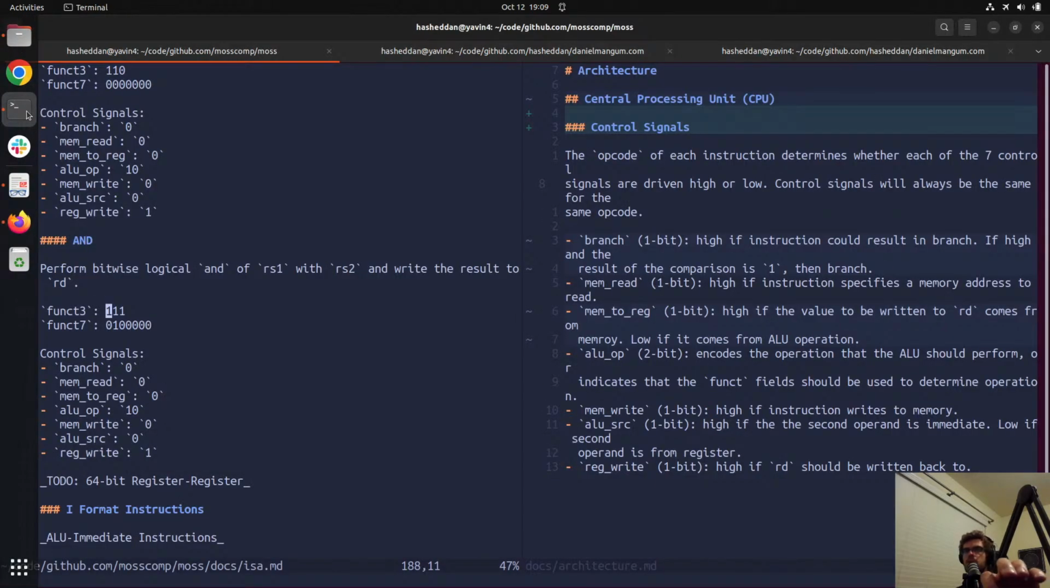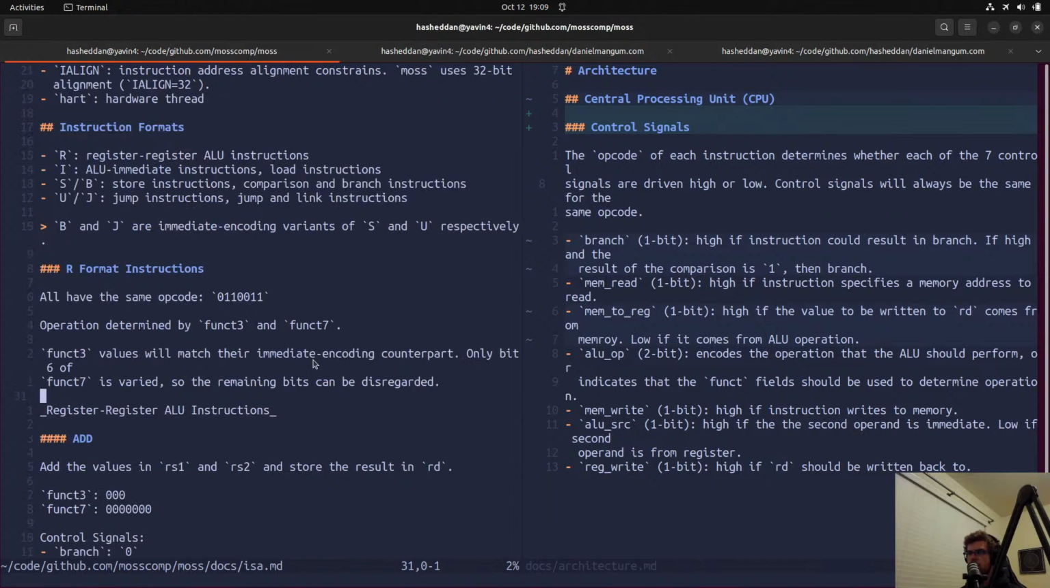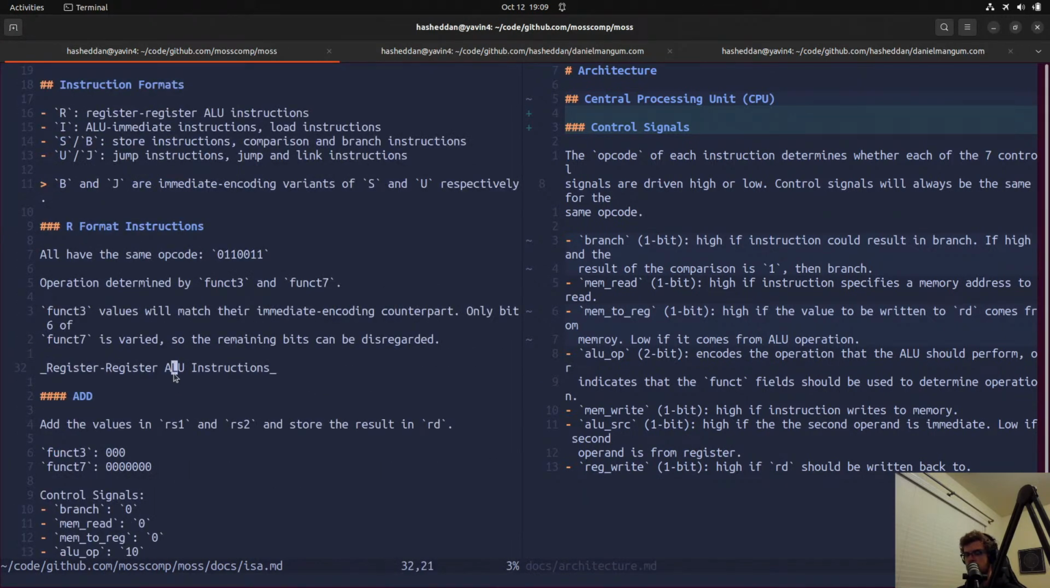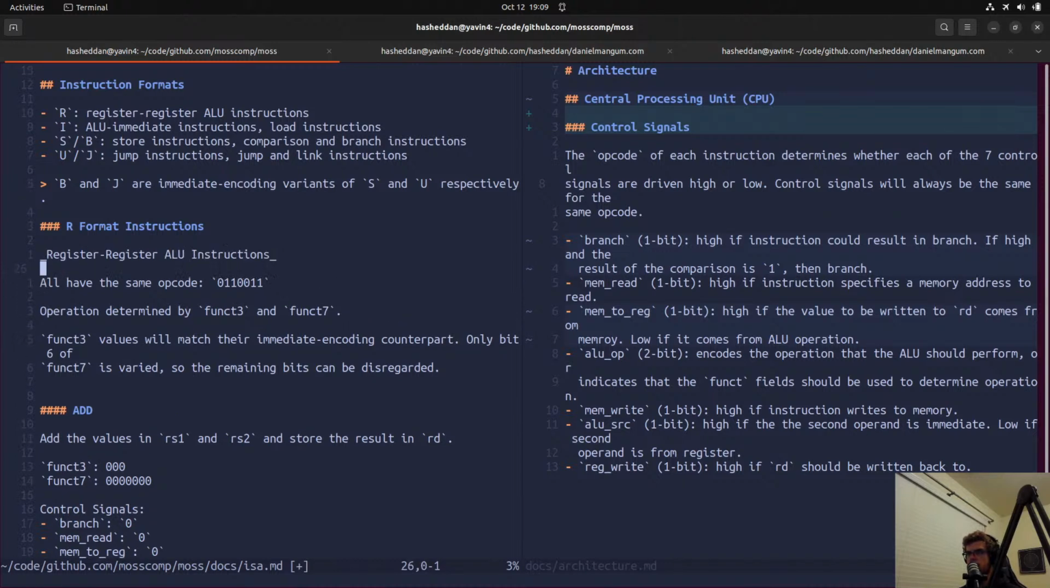All right, let me make sure that I am checking the chat. All right, cool. So let's start off, and we have our instruction formats, R format instructions, and then register ALU instructions. So we have some notes about that. Also, all of these are register ALU instructions, so I can move that up here. So there's only one category.